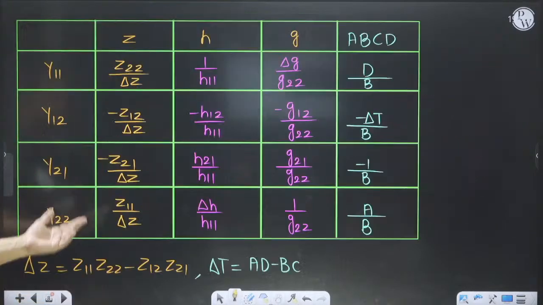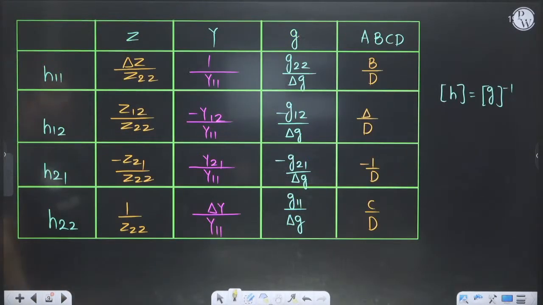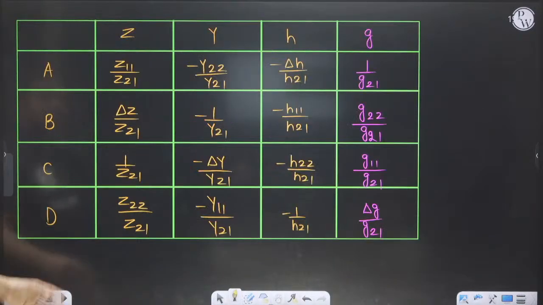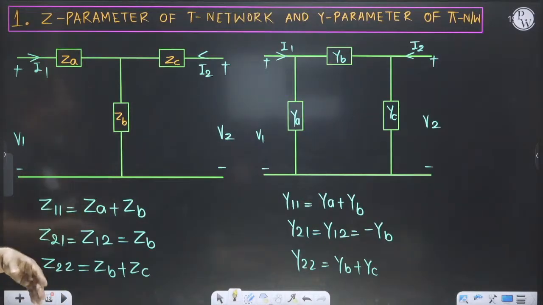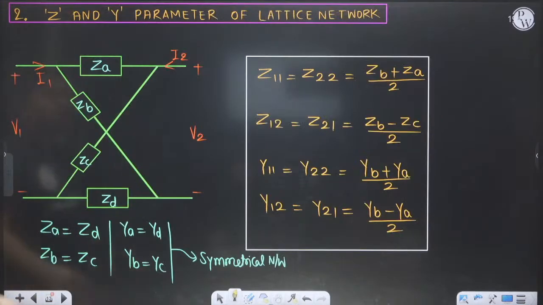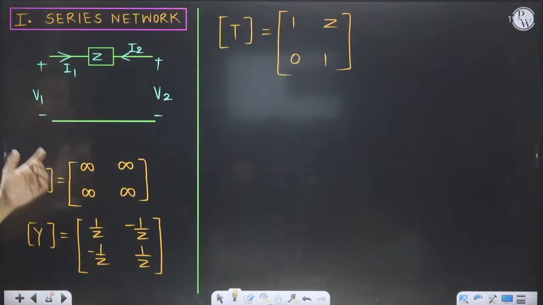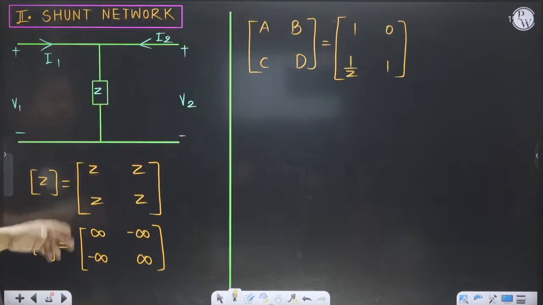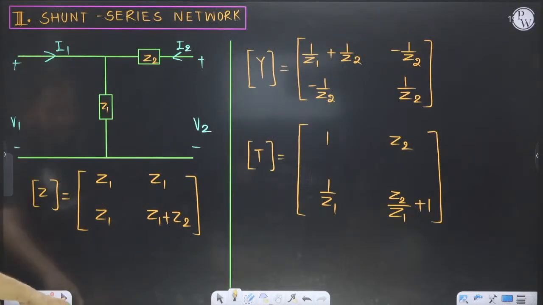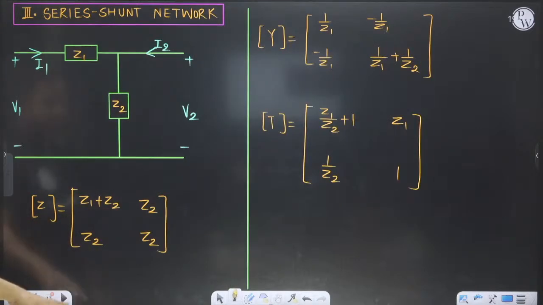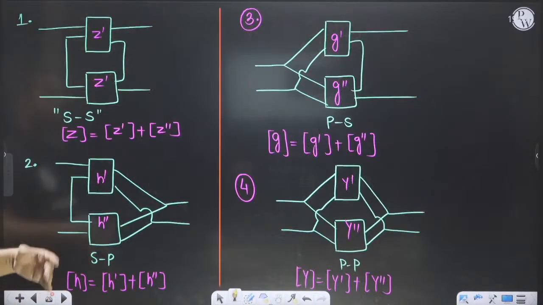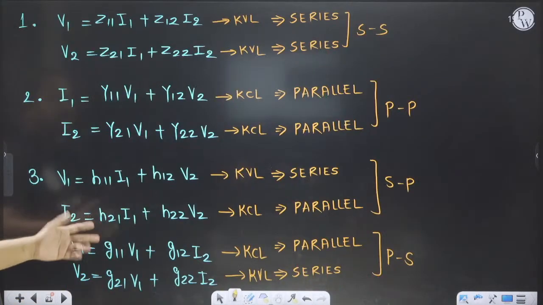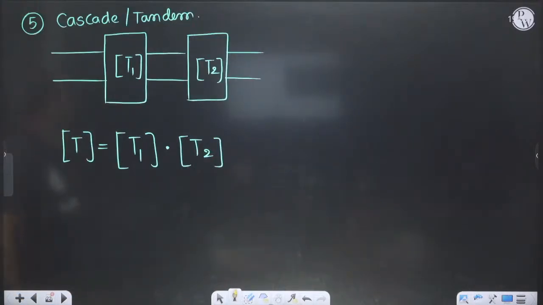So this is conversion from one parameter to another parameter. This is also conversion for H parameter. This is also conversion for ABCD parameter, and this also has reciprocal and symmetrical network conditions, and we have the T network and pi network conditions, and this one is lattice network, and this one is for series network, shunt network, series shunt network, or shunt series network. Then after we have series parallel, transformer, and mutual inductance representation. Then we have series parallel condition and cascade condition. So we have discussed a lot of things here.